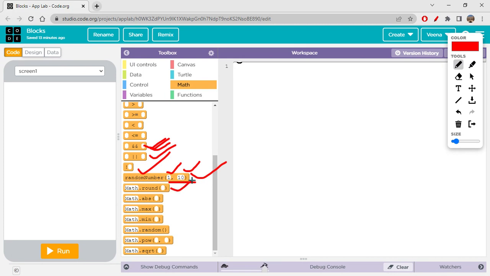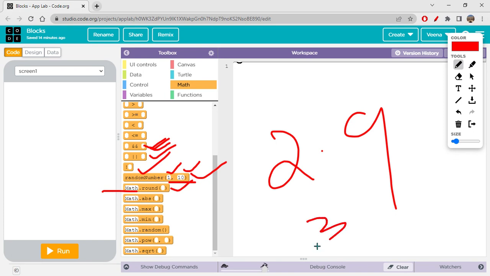Then round. Round is a predefined function from the math class, so you can see math.round is there. The round function rounds off to the nearest integer. For example, if you have 2.9, it rounds off to the nearest integer, 3. And abs is another predefined function of the math class, which gives the absolute value.